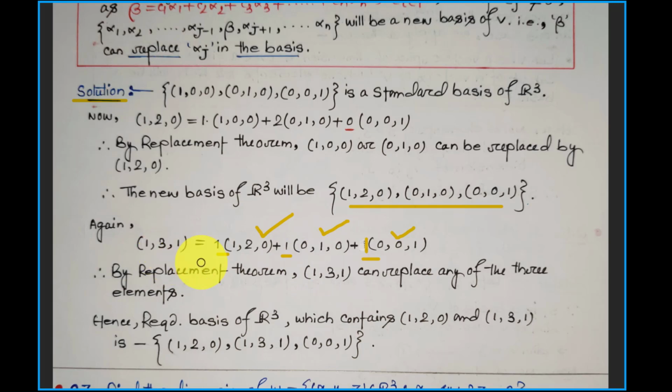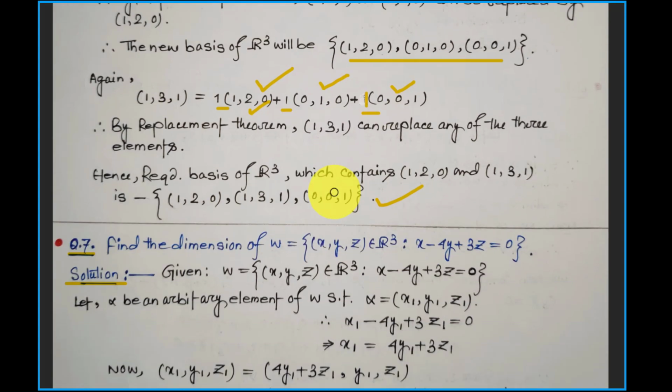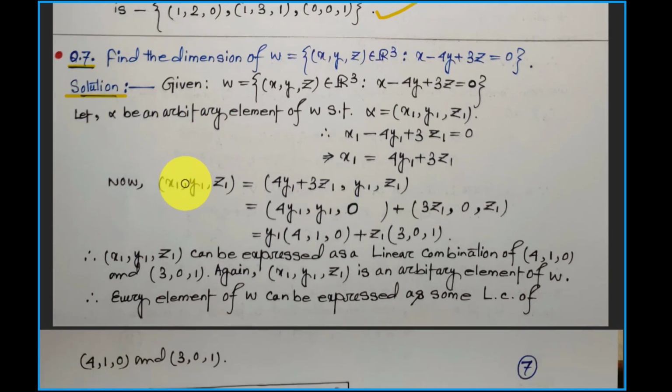So our new basis will be (1, 2, 0), which is fixed, and then we replace this by (1, 3, 1), comma, (0, 0, 1). Okay, so this is our new basis, and this is the application of the replacement theorem. Now the next question, and this is very much topic related.